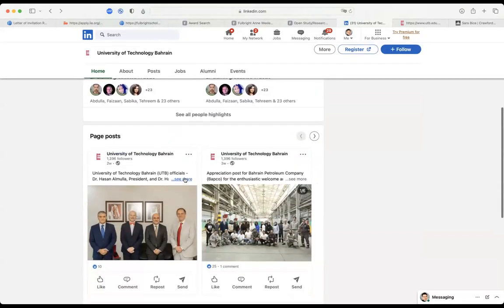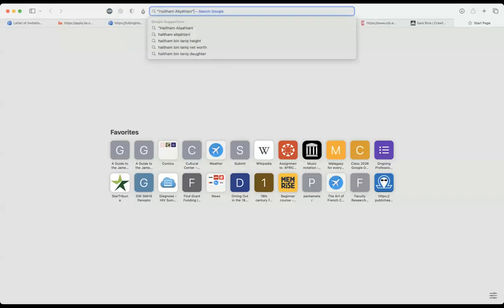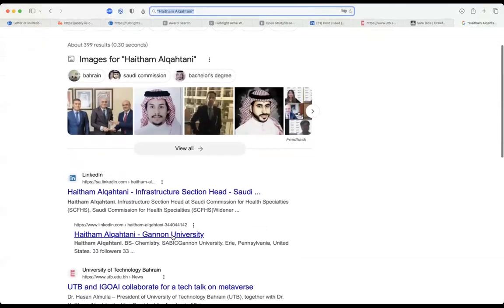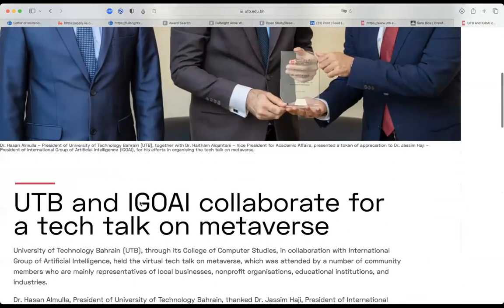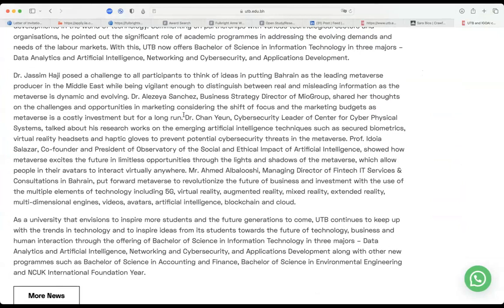Now here under page posts, we see some of the people associated with that. And so you might search now for this person here. And we see, oh, okay, we have a number of people showing up there. And this is taking us back to the university website. And we're learning a little bit about who is in which roles.